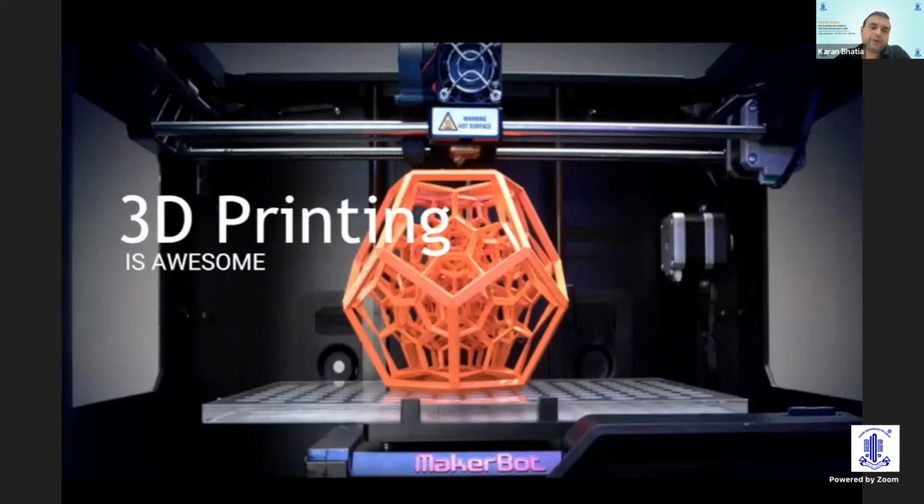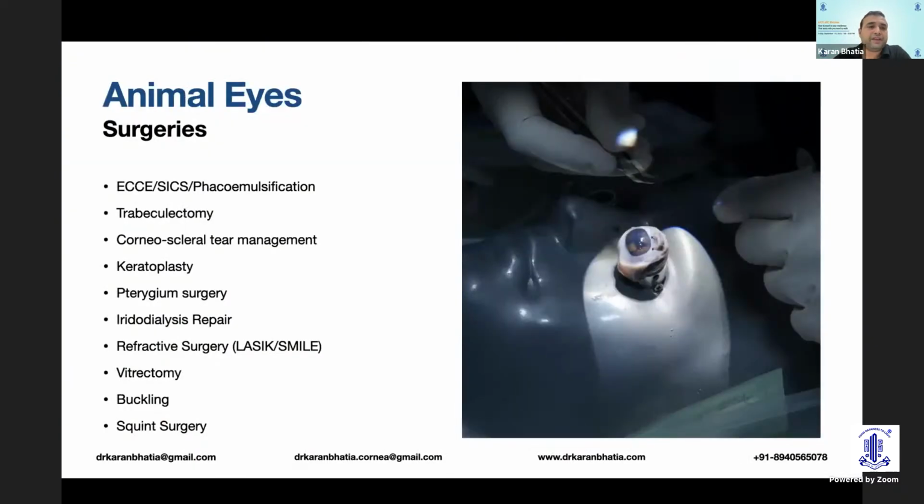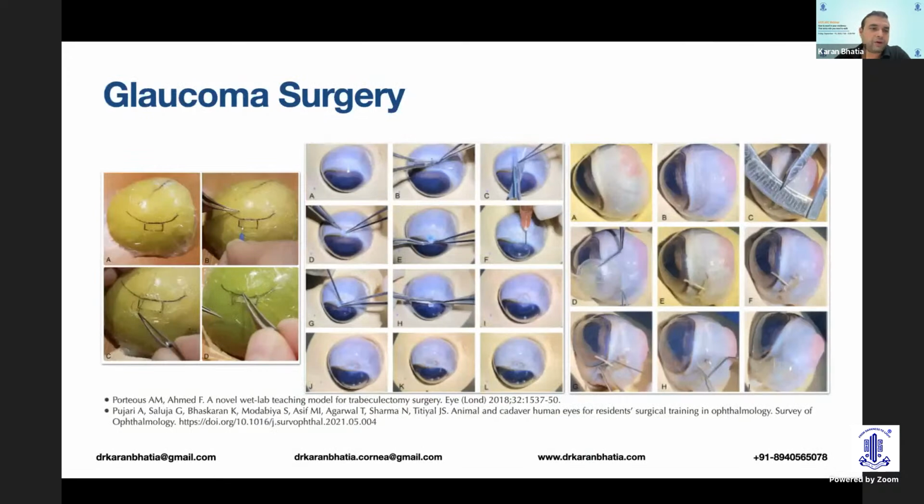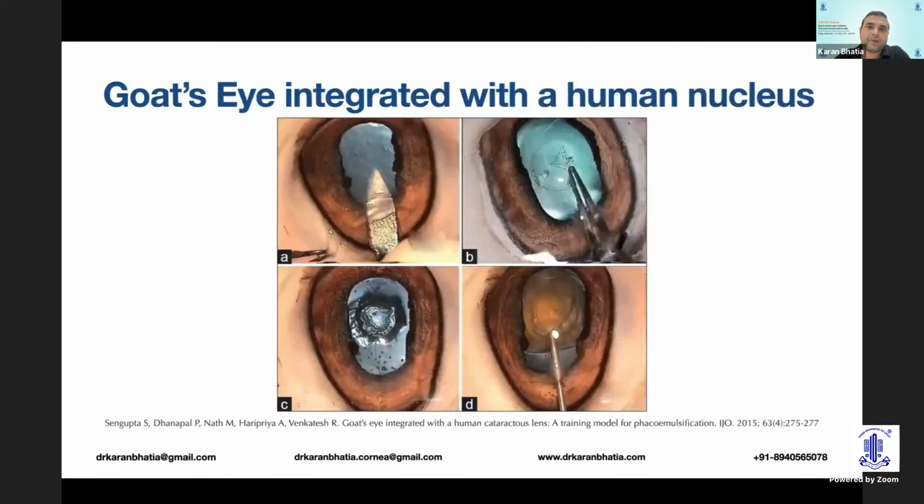But the future is 3D printing, and you can devise various types of devices that you want accordingly. Various animal eyes are available, so you can practice whatever surgery you want, from cataract to cornea to glaucoma to retina to squint, etc. Anything can be practiced on these eyes. This is a beautiful article by Dr. Amar Pujari and his team from All India Institute, where they have practiced penetrating keratoplasty. Again, this is from Dr. Porteous and again by Dr. Pujari on trabeculectomy and then squints. This is valve surgeries as well.